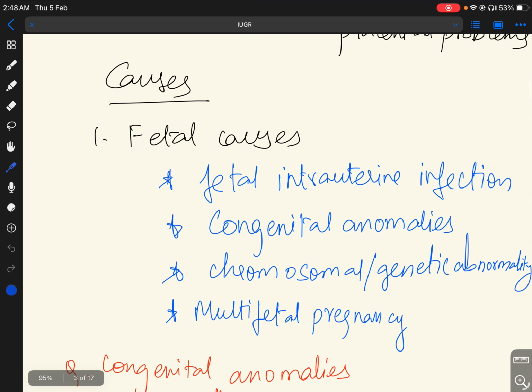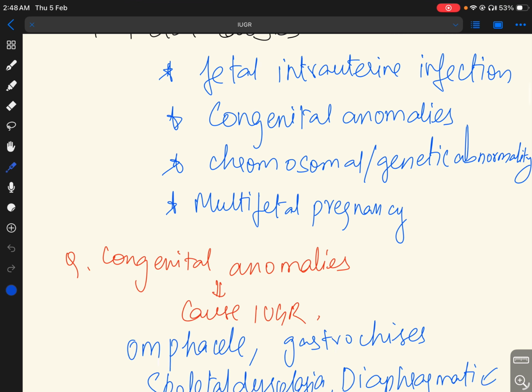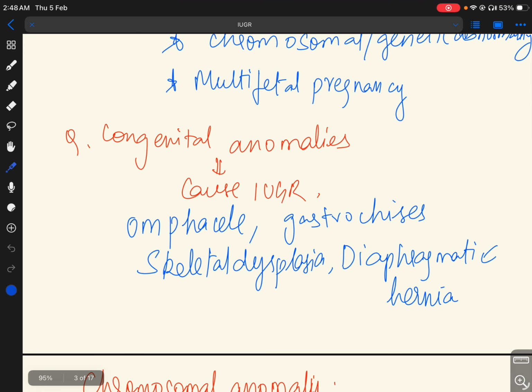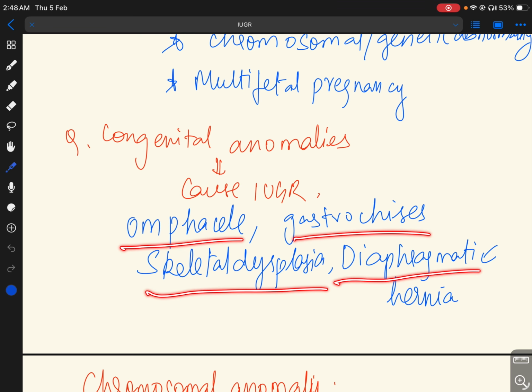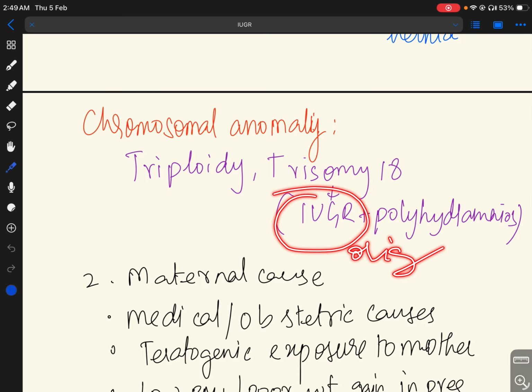What are the causes? Fetal causes. So, fetal intrauterine infection, congenital anomalies, chromosomal or genetic anomalies, and multifetal pregnancy. What congenital anomaly causes IUGR? Omphalocele, gastroschisis, skeletal dysplasia, diaphragmatic hernia. The chromosomal anomalies causing IUGR are triploidy and trisomy 18. In trisomy 18, IUGR is present along with polyhydramnios. Usually, IUGR is associated with oligohydramnios.